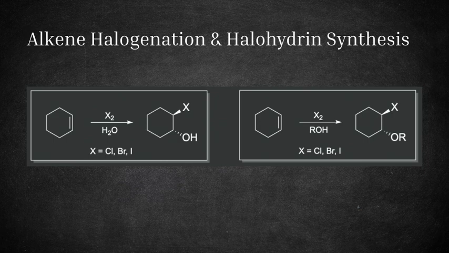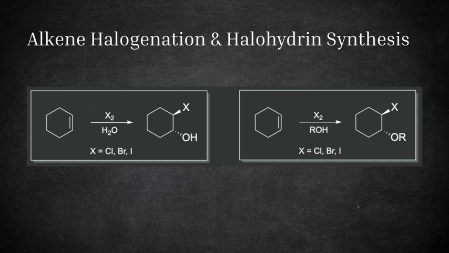Halohydrins are organic compounds containing both a hydroxyl group, OH, and a halogen atom, X, on adjacent carbon atoms. Their synthesis occurs when a halogen molecule, X2, reacts with the alkene in the presence of water as the solvent. Haloethers, on the other hand, are compounds containing a halogen atom, X, and an ether group, OR, on adjacent carbons. These are formed when the reaction is carried out in the presence of an alcohol, ROH, instead of water.